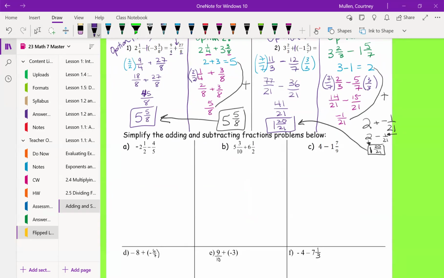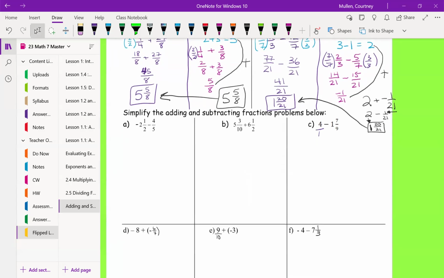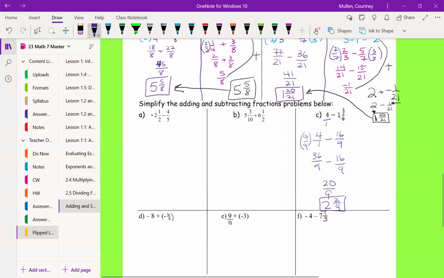Let's do C together. 4/1. I might choose option 1 or option 2 here. Doesn't matter, so let's go with option 1. We have 4/1 minus, 1 times 9 is 9, plus 7 is 16, so we have 16/9. We'll multiply here by 9/9 to get 36/9 minus 16/9, which is 20/9. And when we convert it to a mixed number, we get 2 2/9. That was option 1.